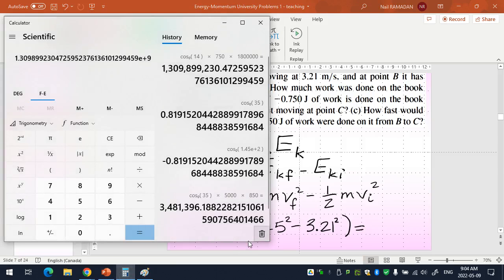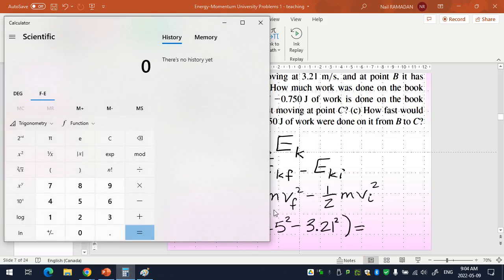So obviously, I'm gonna do the subtraction first. So it's 1.25 squared minus 3.21 squared. Yep, negative as expected. And then I'm just gonna multiply by the mass and then by half. So times 1.5 times 0.5.